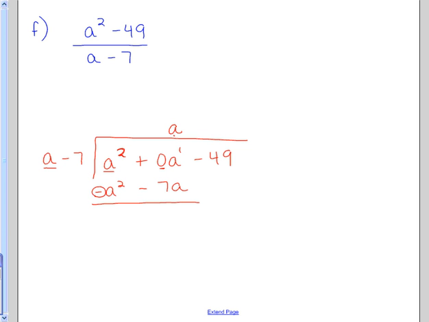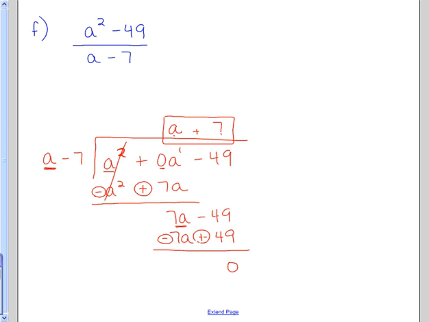Change the signs. These a squareds cancel, or they subtract out. 0a plus 7a is just 7a. Okay, you're not adding an extra term to that. Minus 49. What times a would give me 7a? And that would be positive 7. 7 times a is 7a. 7 times negative 7 is negative 49. Change the signs. So my remainder is 0. So my answer would just be a plus 7.